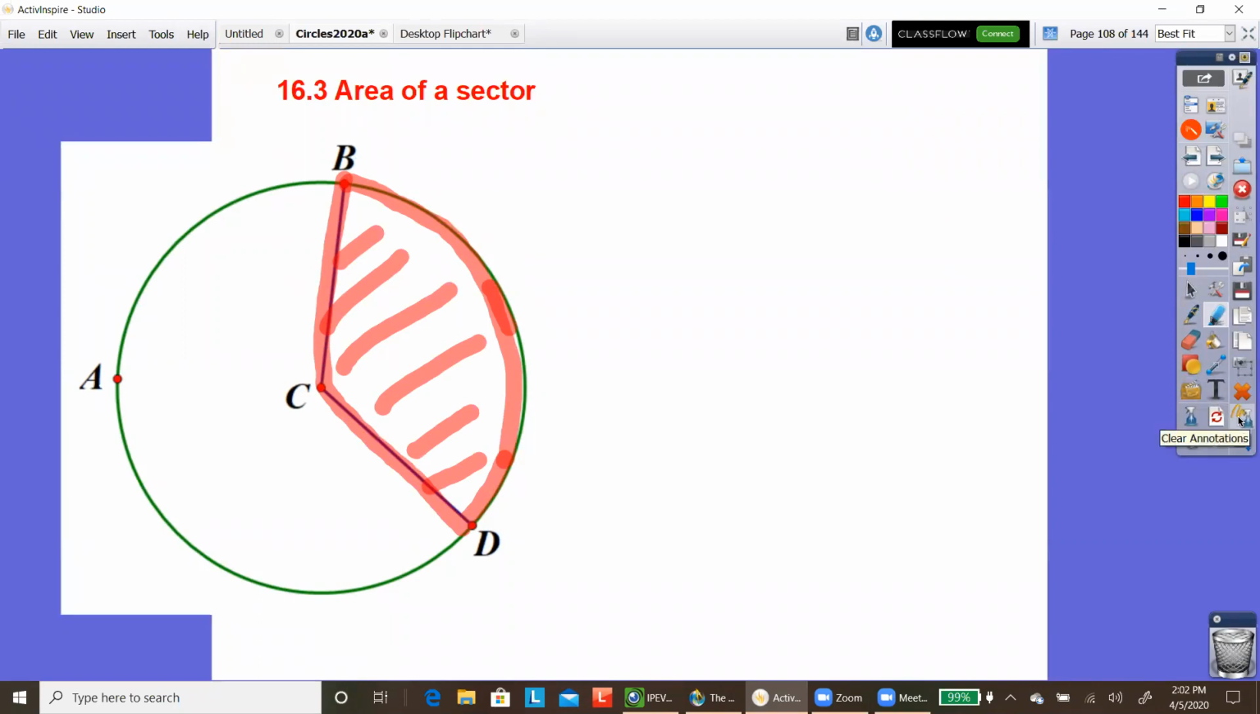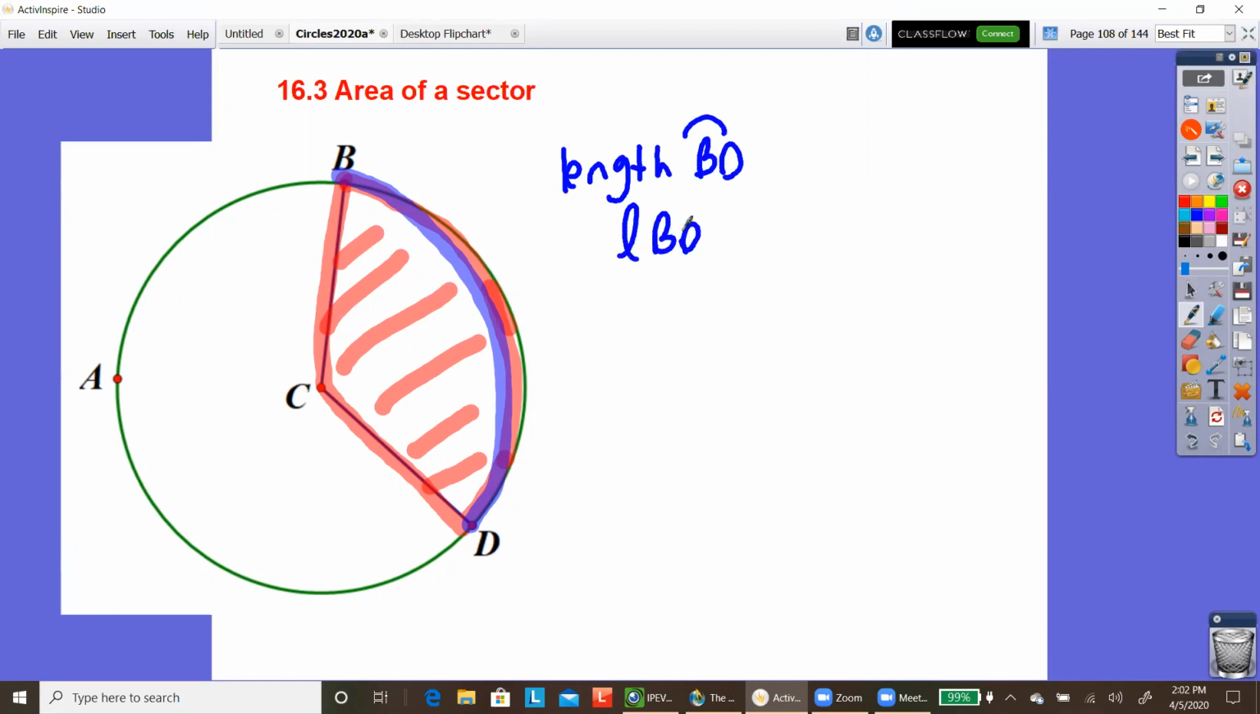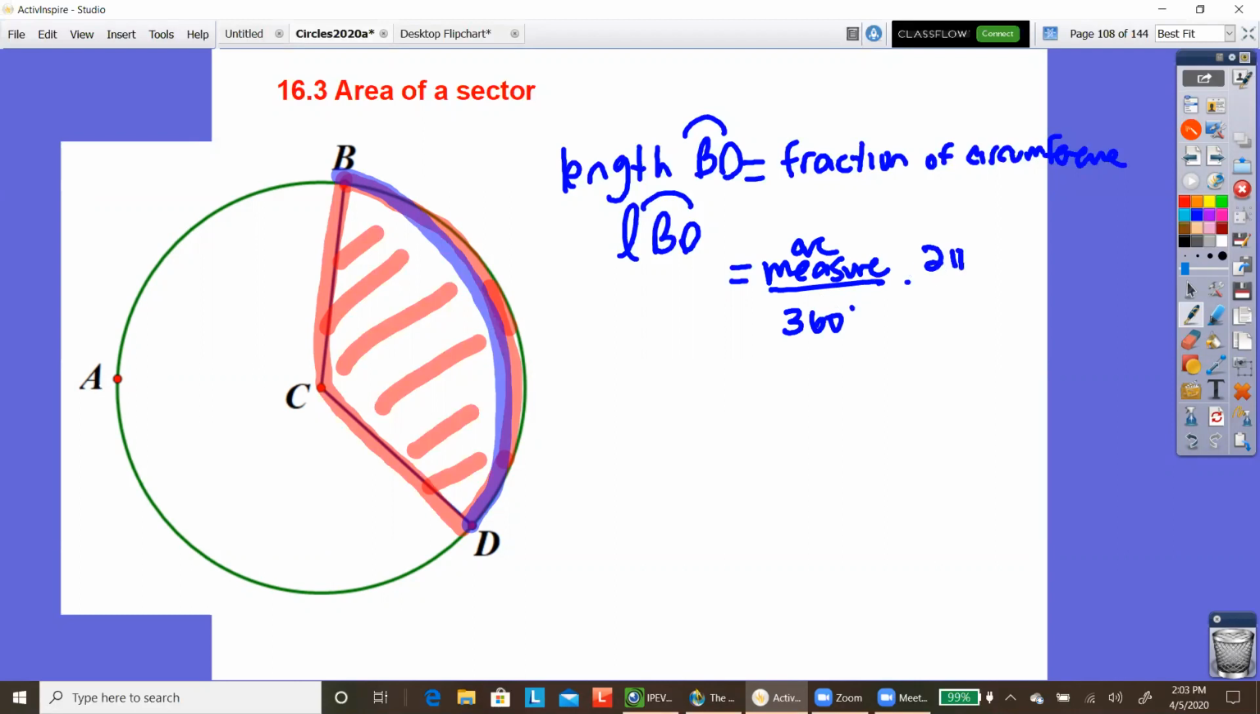So let's quickly review the formula for arc length. If I wanted to find the length of this arc BD, which I like to abbreviate like this, some people don't like that, but that's my style, the length of the arc was thought of as a fraction of the circumference of the circle. The way we got that fraction was the measure of the arc over 360 times the formula for circumference. This is what we use to get the length of an arc.